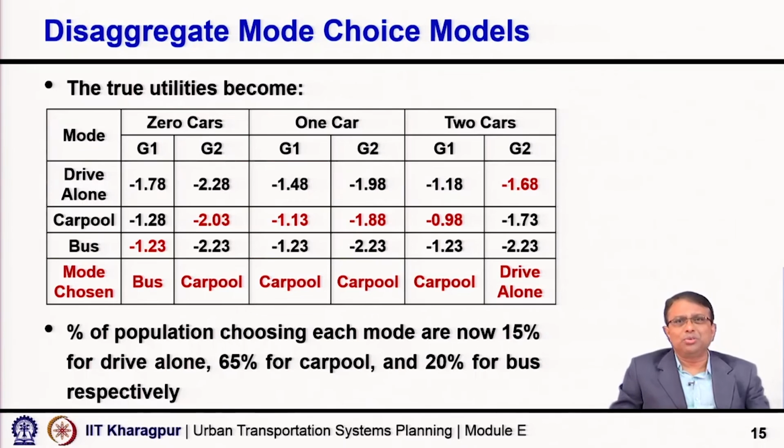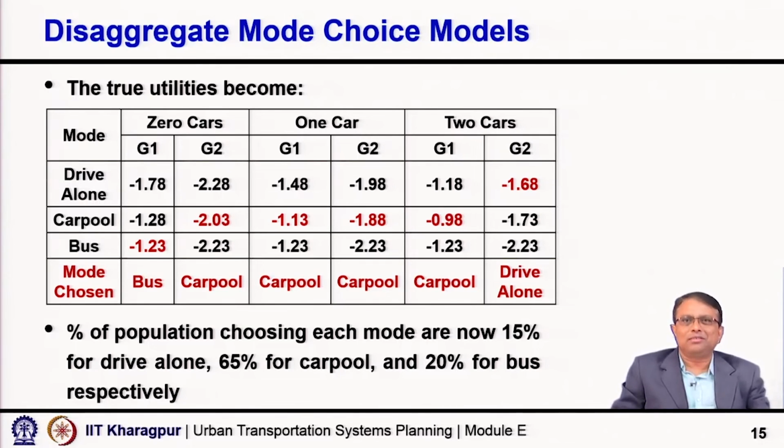So those utilities will also change somewhere, and because the utilities change, by the utility maximization principle the choice also in some cases will change. The changed choices that would actually happen are shown here in this table. Again, I know the distribution of the population across car ownership and across income group 1 and group 2 people. So knowing that distribution and knowing the choice for each group, I can now find out that 15% of people will use drive alone, 65% will use carpool and 20% will use bus.